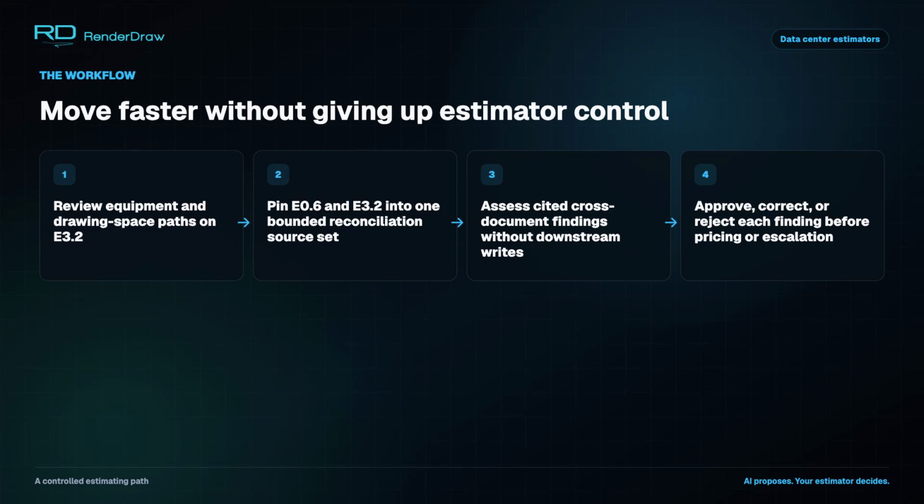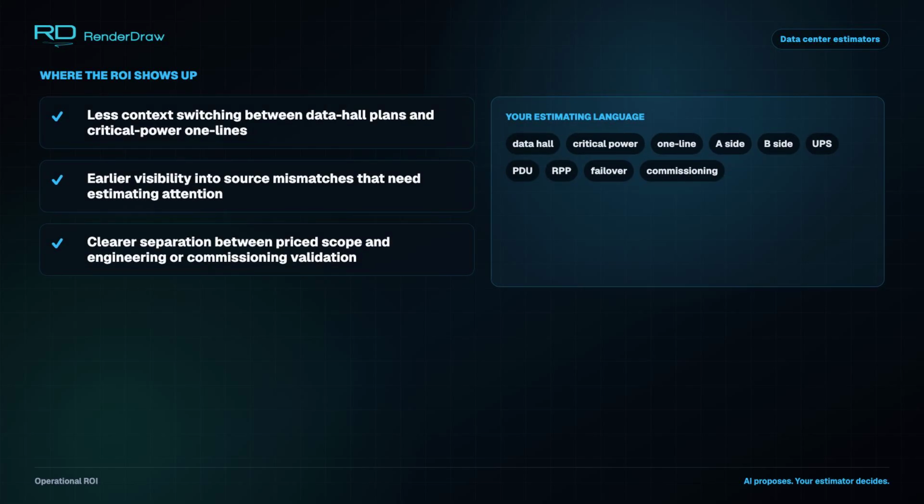The return is less context switching and a cleaner risk review. Equipment, paths, and cross-document findings stay attached to the exact plan roles. Your chief estimator can see what was observed, what was decided, and what remains with engineering or commissioning. When the design changes, the team can return to the affected source pair instead of reconstructing the logic from a flat quantity sheet. You can also keep rack or equipment observations, pathway allowances, electrical scope, and vendor interfaces distinct.